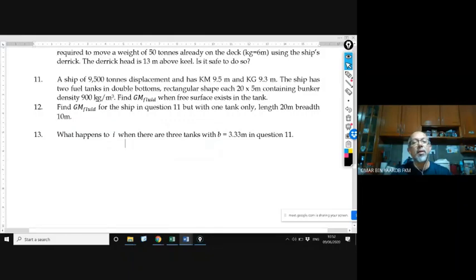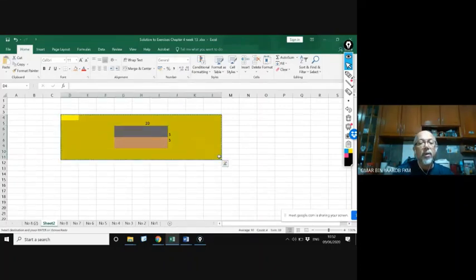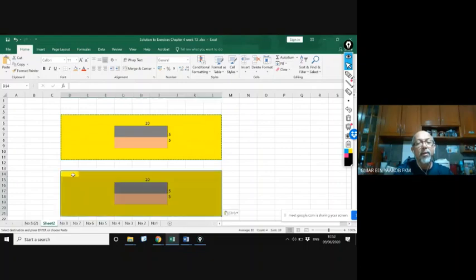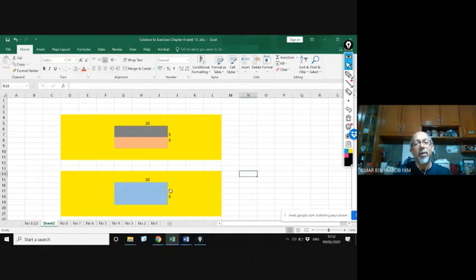So that is question number 11: fuel tank, double bottom, rectangular shape, each 20 meter by 5 meter, containing bunker fuel, 900 kilogram per meter cube. So you have a tank like this. In the second question, question number 12, it is similar, but this is only one tank. See, the tank surface area is still the same, but this one is 10. So you calculate the second moment of area here.